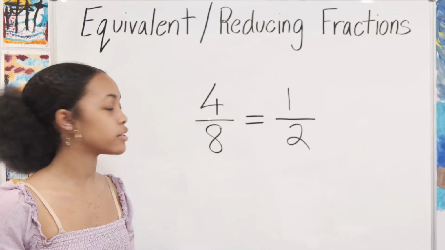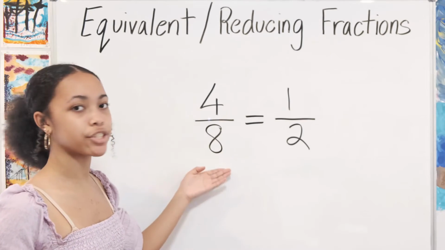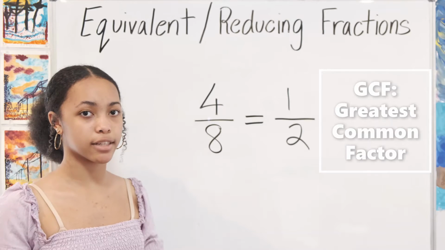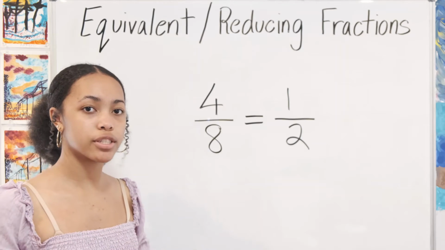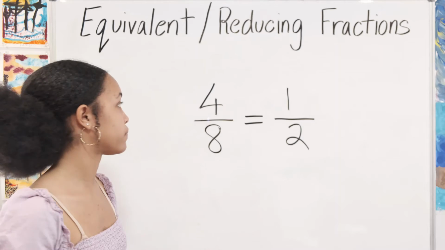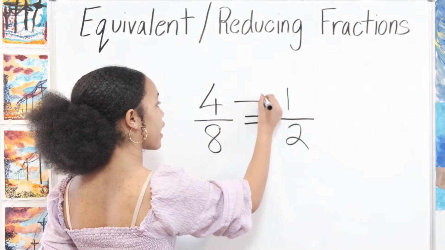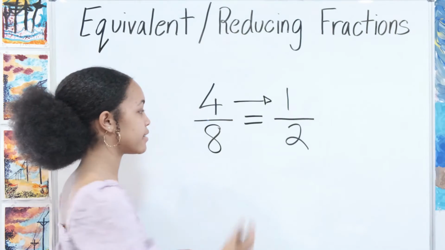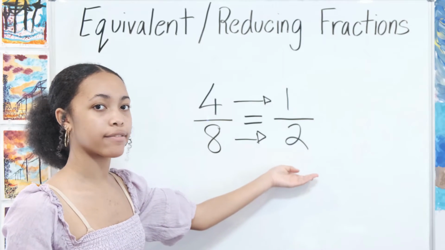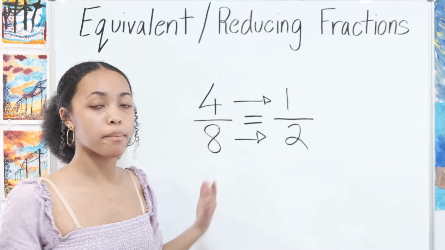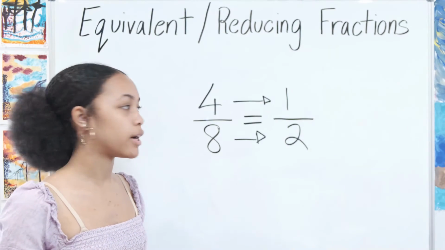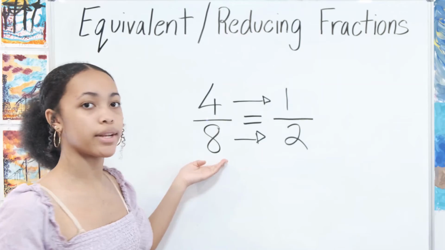So what do you do in order to simplify this fraction? Well, the term that we use is called GCF, or greatest common factor. The greatest common factor is the largest number that can fit into both 4 and 8. And that number is 4. 4 goes into itself 1 time. And 4 goes into 8 2 times. So that's how we get our reduced fraction of 1/2. Now, these fractions are both equal to each other, but they just look a little different. So they hold the same value, but one is reduced and the other one isn't.